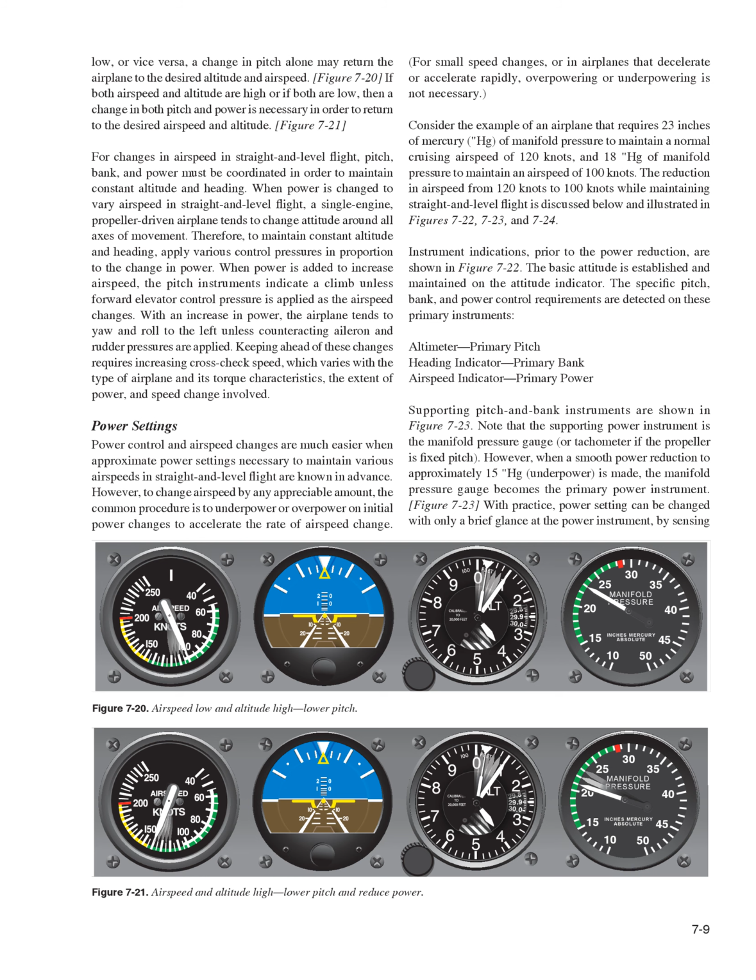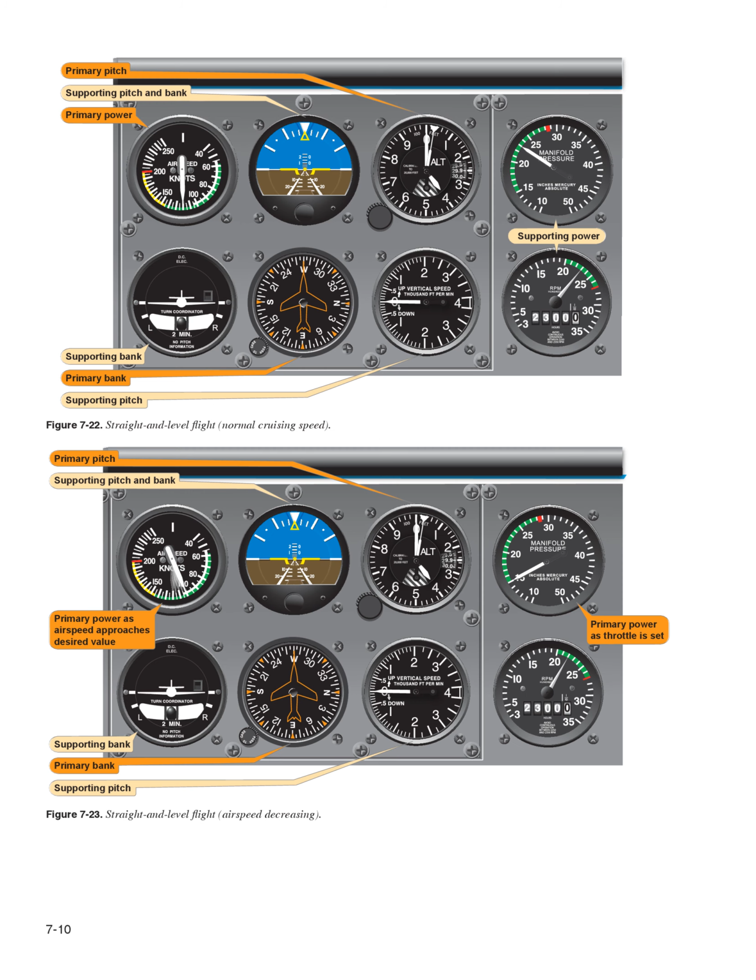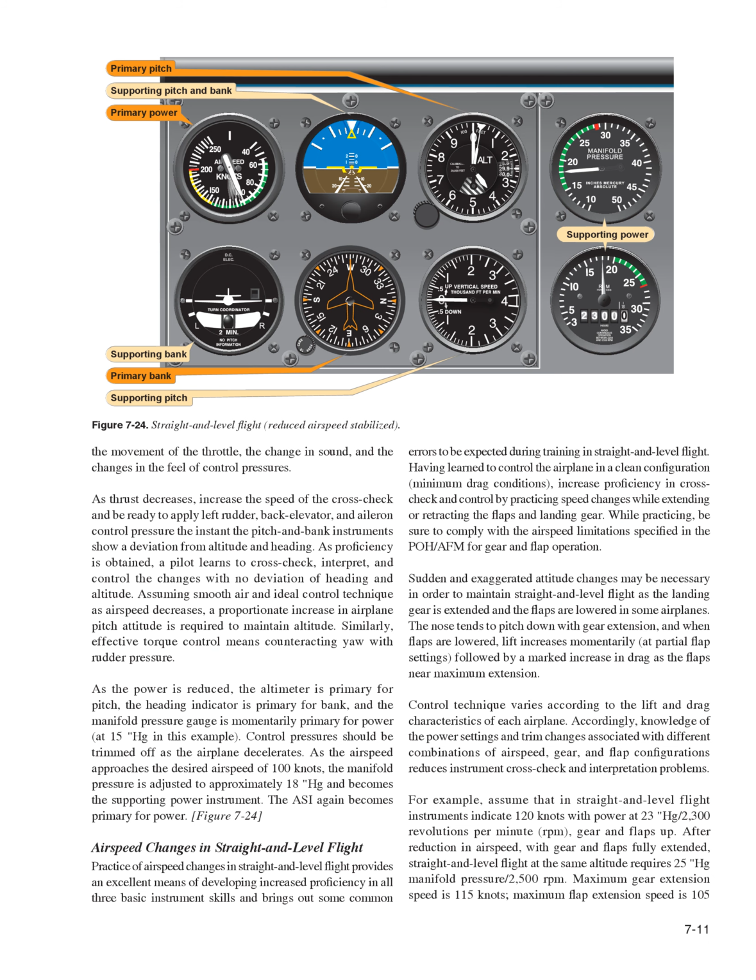However, when a smooth power reduction to approximately 15 Hg is made, the manifold pressure gauge becomes the primary power instrument, figure 7-23. With practice, power setting can be changed with only a brief glance at the power instrument, by sensing the movement of the throttle, the change in sound, and the changes in the feel of control pressures. As thrust decreases, increase the speed of the crosscheck and be ready to apply left rudder, back elevator, and aileron control pressure the instant the pitch and bank instruments show a deviation from altitude and heading.